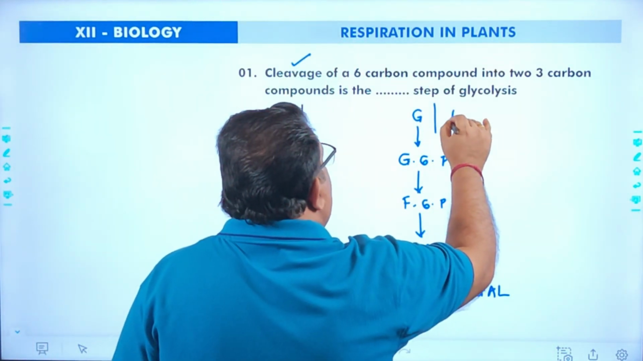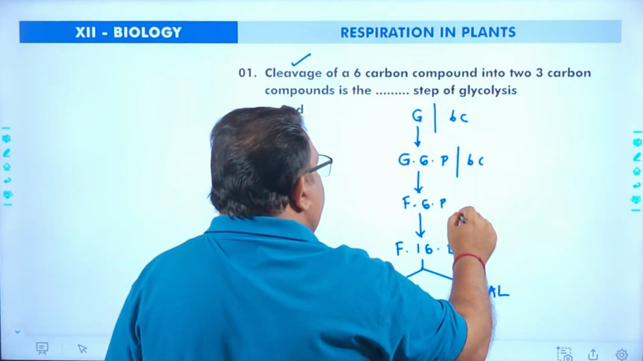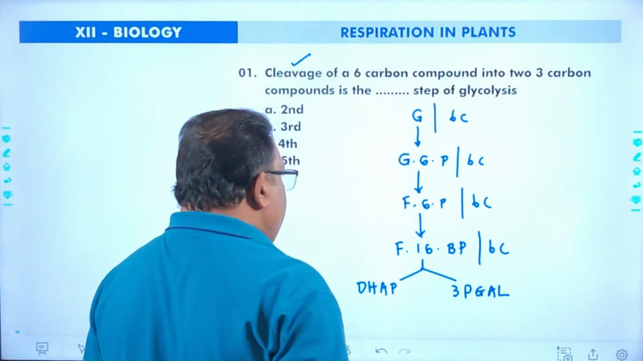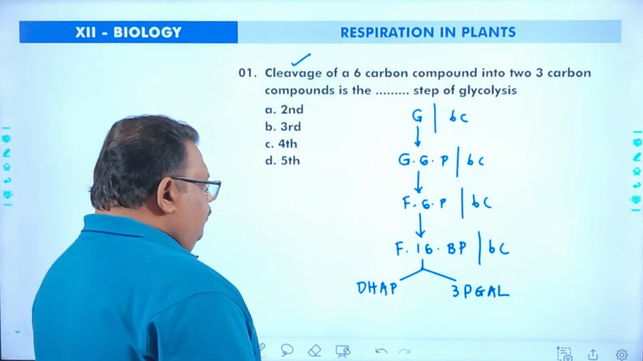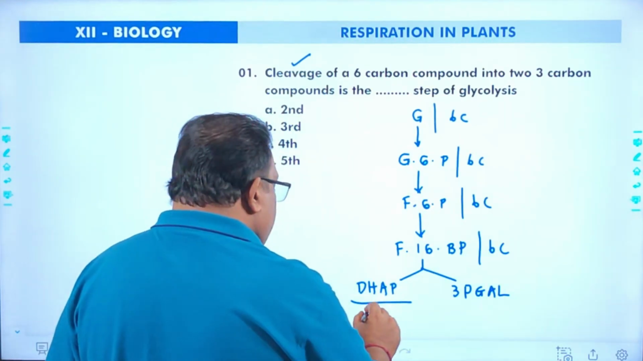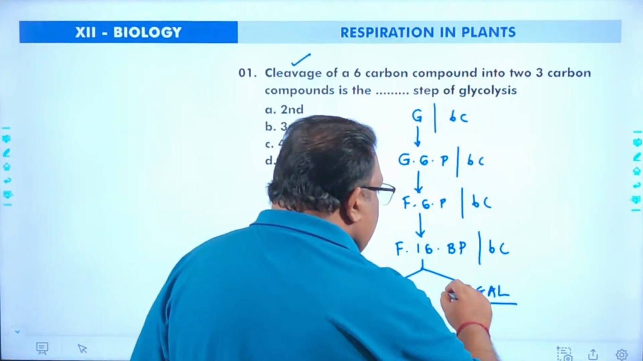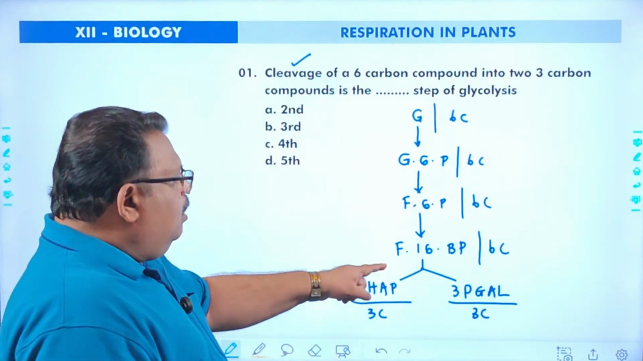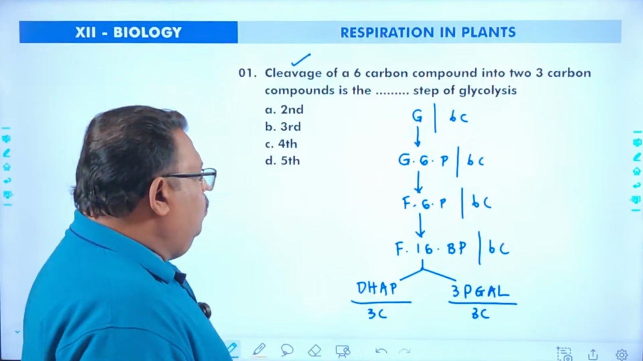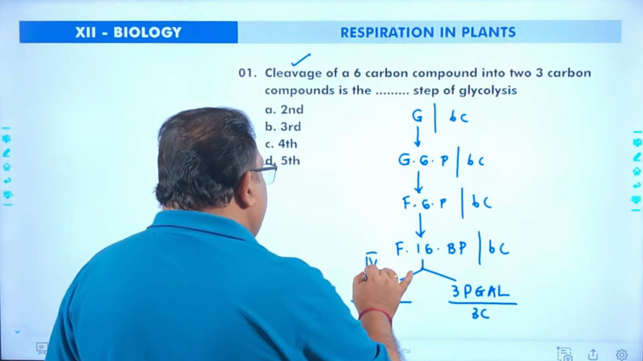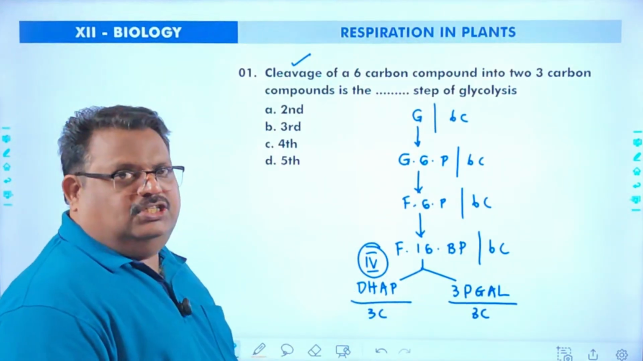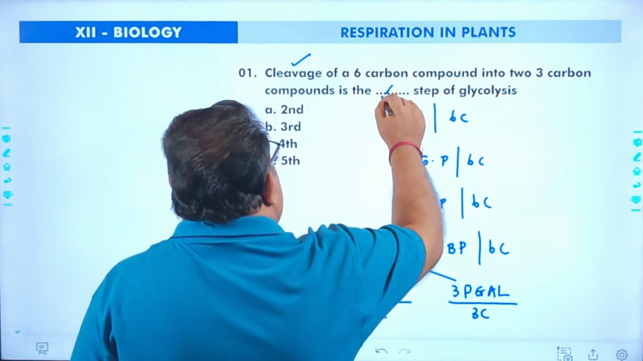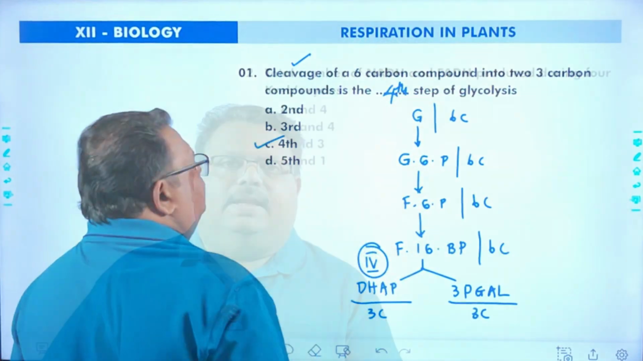Here glucose is a 6-carbon compound, glucose 6-phosphate is a 6-carbon compound, fructose 6-phosphate is also a 6-carbon compound, fructose 1,6-bisphosphate is a 6-carbon compound. When it is broken into 2 compounds, dihydroxyacetone phosphate is a 3-carbon compound and 3-phosphoglyceraldehyde also is a 3-carbon compound. So the breakdown of a 6-carbon compound into 2 3-carbon compounds is the 4th reaction. It's the 4th step, and this reaction is called cleavage reaction, or is also called aldol cleavage. So this is the 4th step. Answer is C. Next question.